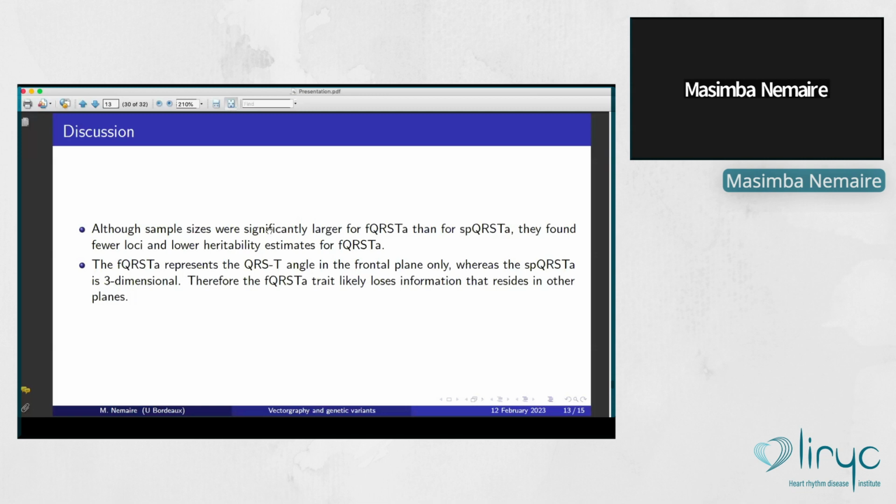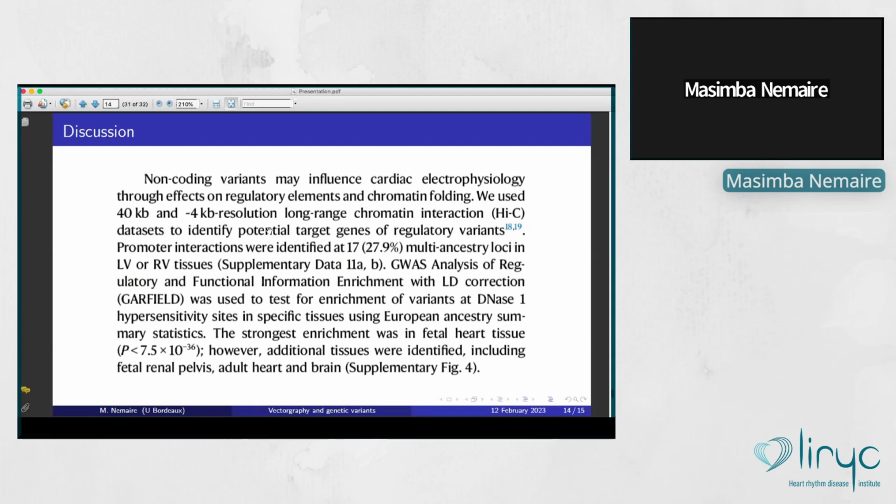Okay, so this is the point that they made, that you lose some information when you just project your things to a two-dimensional plane versus dealing with things in 3 dimensions. This is something that they discussed in the paper that I couldn't find a very good way to present without making a very bad slide. It's that most of the non-coding genes that they observed have a disproportionately high impact in the development of fetal heart tissue.